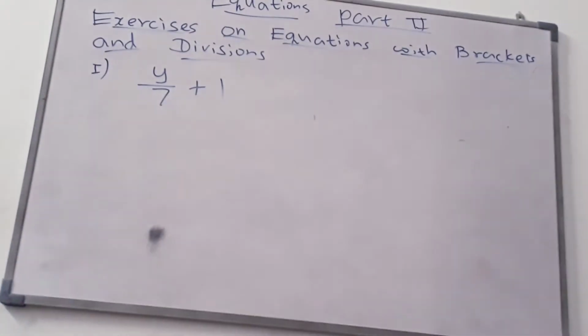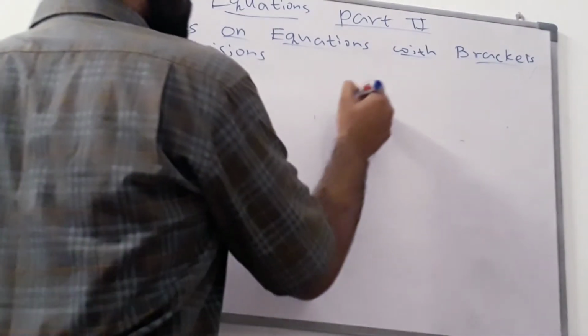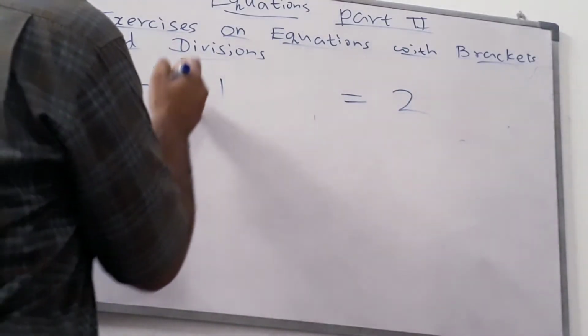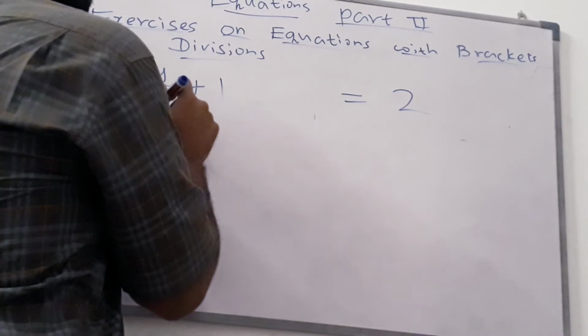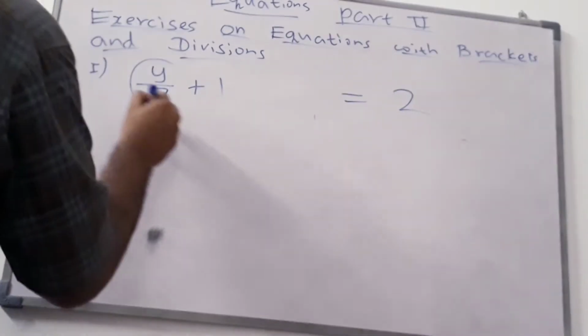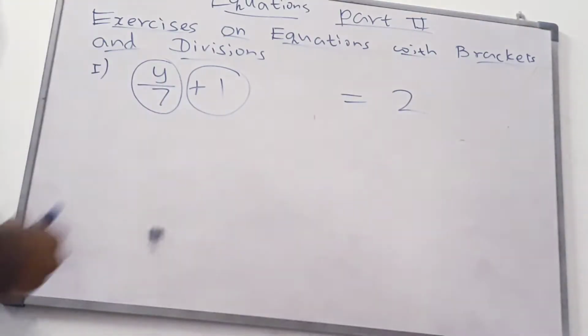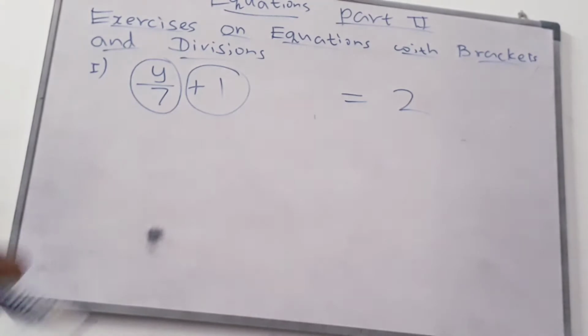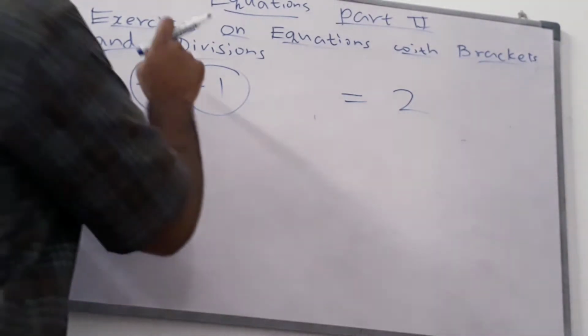y over 7 plus 1 equals 2. Now here there is a 7 underneath y, and this 7 is not common to y. Only this 7 is common to this term. This is one term and this is another term. So when we are given two terms like this, first of all we have to remove plus 1. Thereafter we can make y the subject.